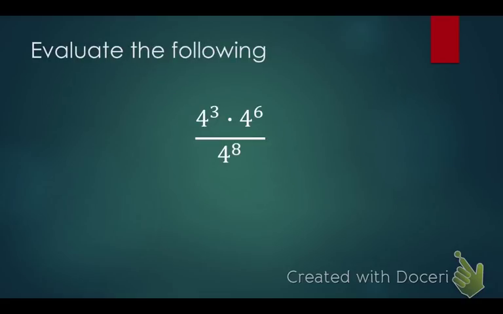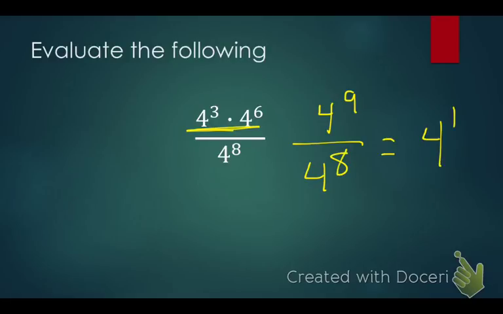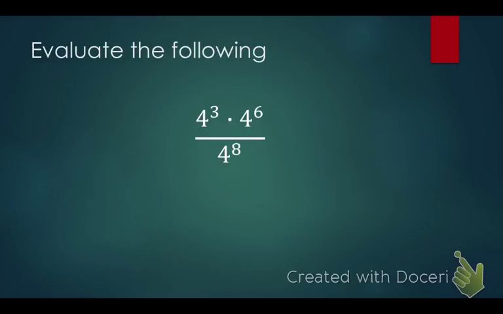All right, next, evaluate the following. This one is fairly simple. We start with multiplying, so we add our exponents. So 4 to the 9 over 4 to the 8. Then when I have dividing, I subtract. So this becomes 4 to the first power. Pause the video, try this one on your own.